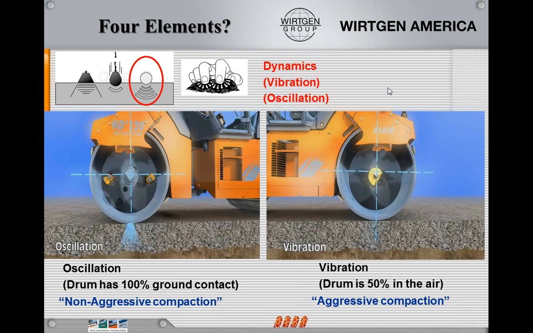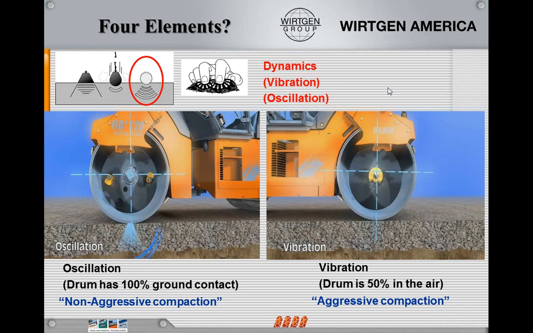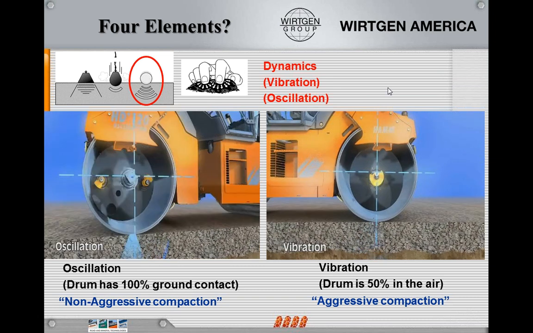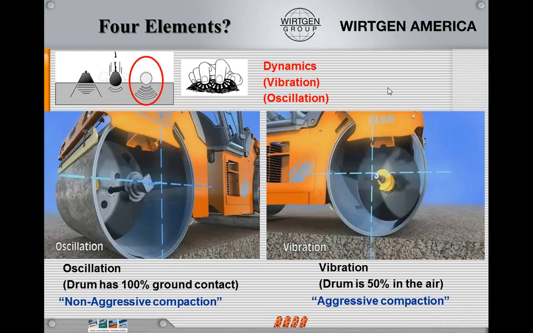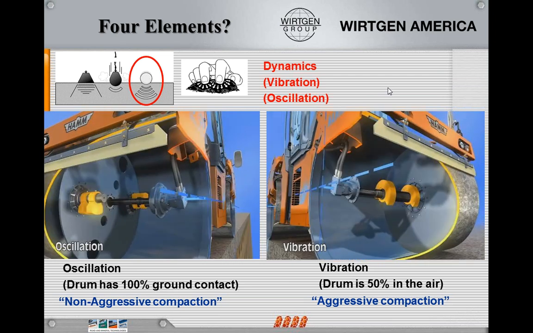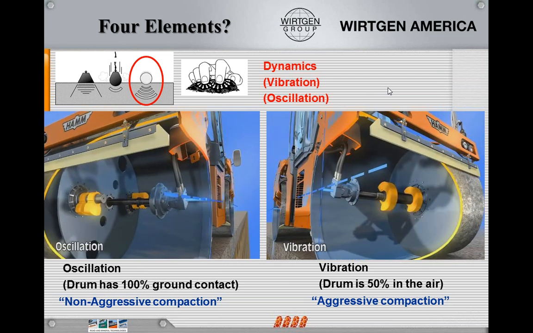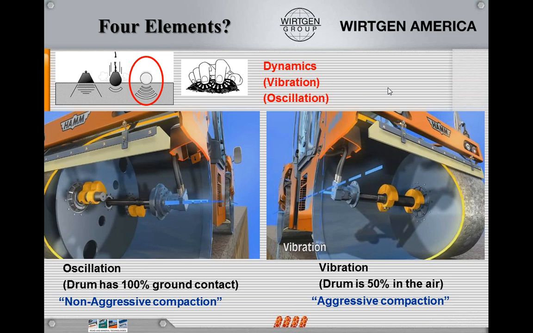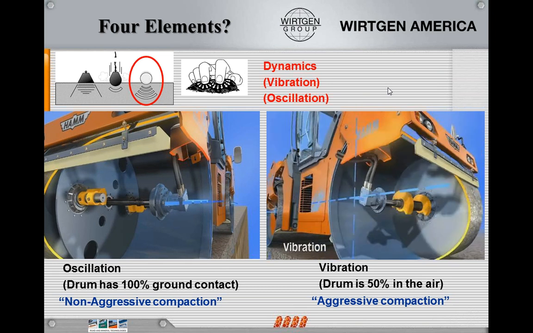On the left-hand side, on oscillation, the weights are offset from the center axle and kind of give that drum a teeter-totter effect, which we give 100% of the weight of the material, or the weight of the roller is always on the ground, and that drum is moving forward and backwards, kind of giving it that rubber tire kneading effect only with the steel drum. So there is a lot of advantages of where that can be utilized over vibration, and we'll talk a little more about that in maybe the next session.